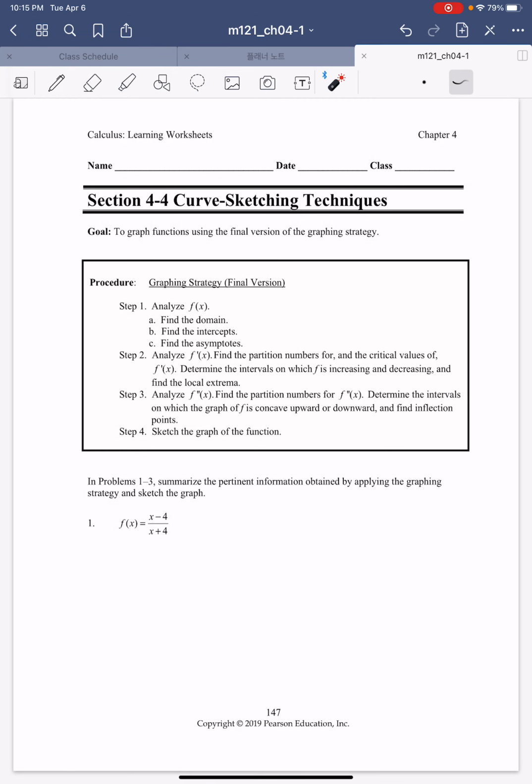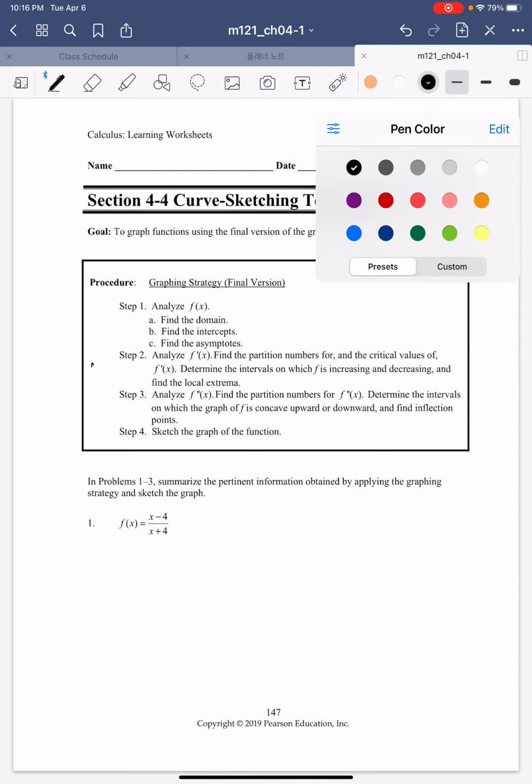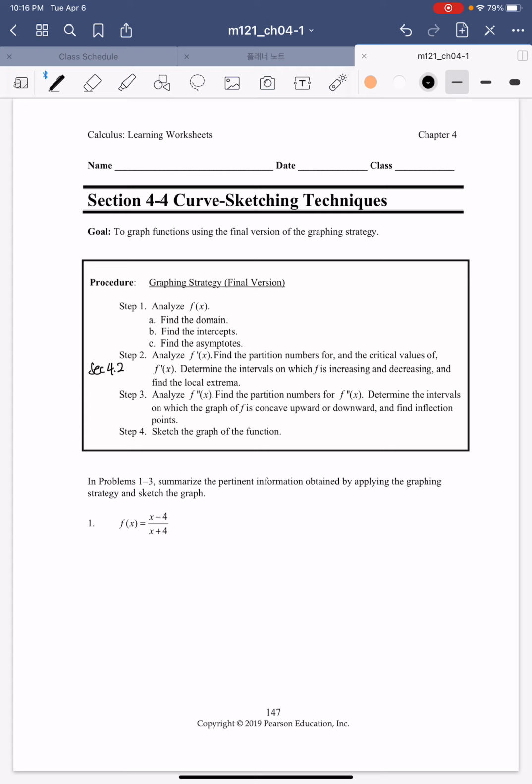It looks very similar. All these parts are coming from 4.2, but we add one more step, which is analyzing the original function by first finding the domain, intercepts, and then asymptotes. These are more like algebra concepts, so it's a review. We know how to find the domain, intercepts, and asymptotes. This is our material this week. Step 2 is section 4.1, and then step 3 about the second derivative is section 4.2.